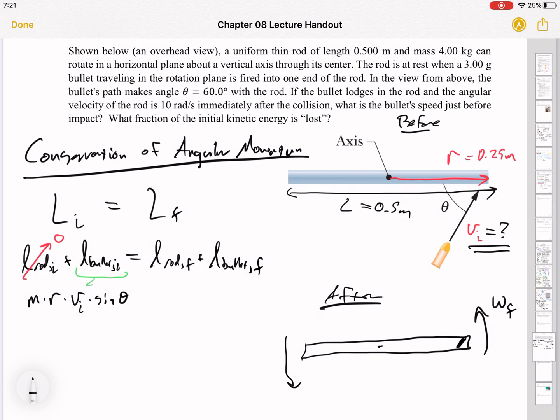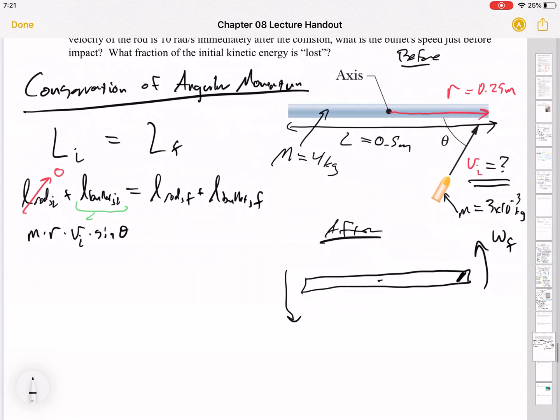The mass of the rod is 4 kilograms. The mass of the bullet was 3 grams, so 3 times 10 to the minus 3 kilograms. Okay, we're close. So we did the left-hand side of conservation of angular momentum.